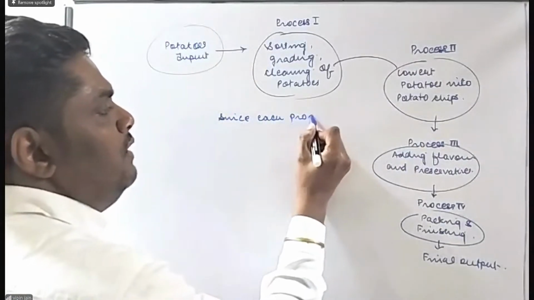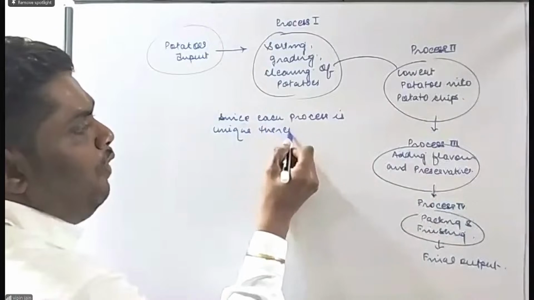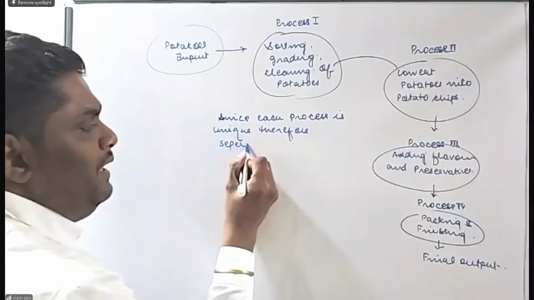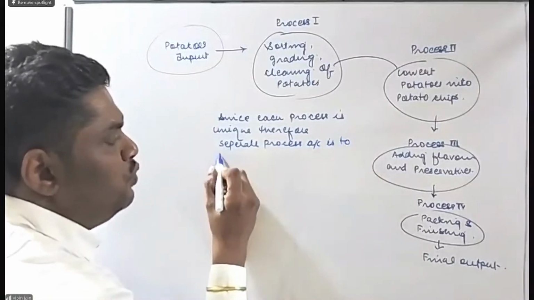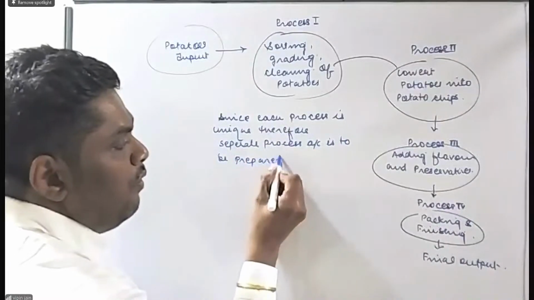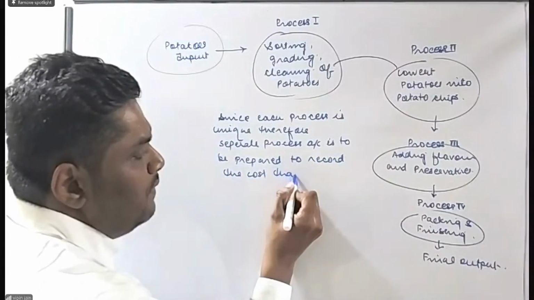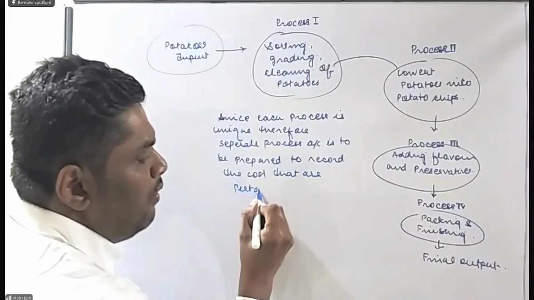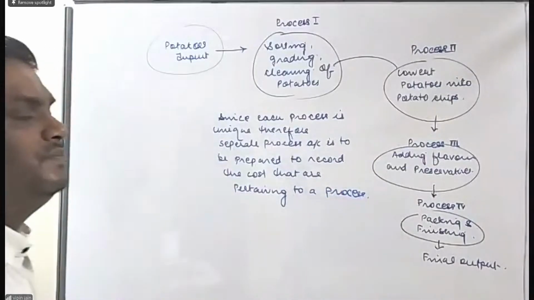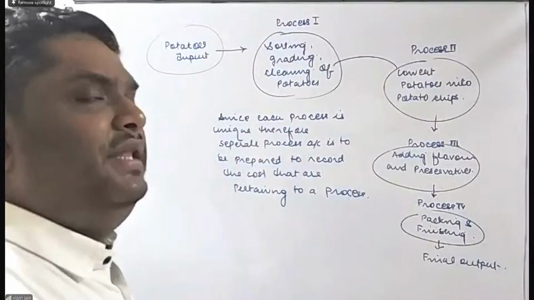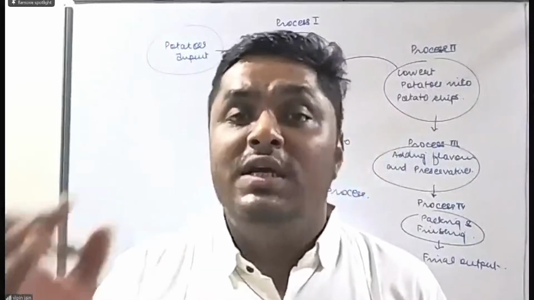Since each process is unique and separate, therefore, a separate process account is to be prepared for every process to record the costs that are pertaining to a process.